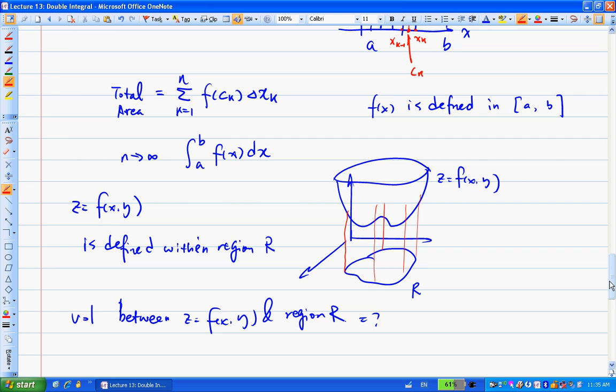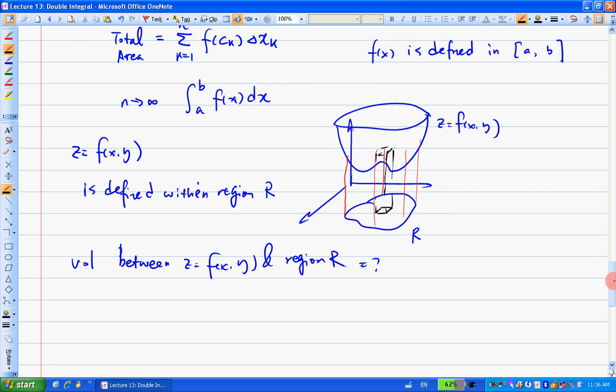We can do similar things here. Let's pick a rectangle within this region R, and extend this rectangle up. Once it hits the surface f, you have a rectangular box. If I can find the volume of this rectangular box, and then the volume of the other rectangular boxes based on other rectangles inside region R, and add them up, then I found the volume.